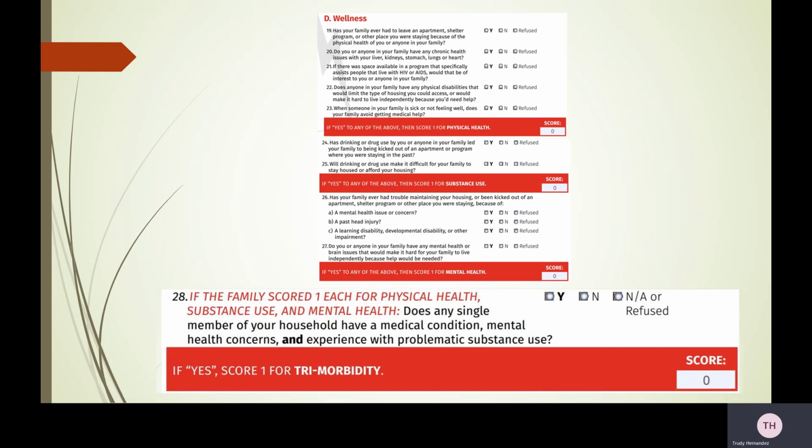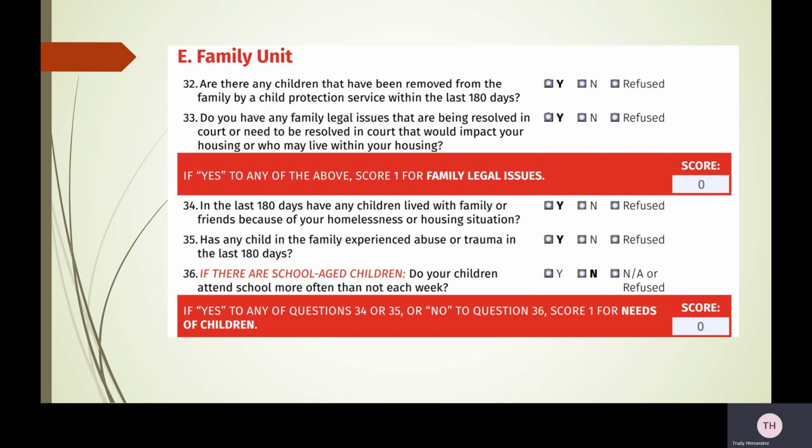I know that can get pretty confusing, so please reach out if you have questions on that. And that takes us into the component that's different, so family units. So I will go through these questions.